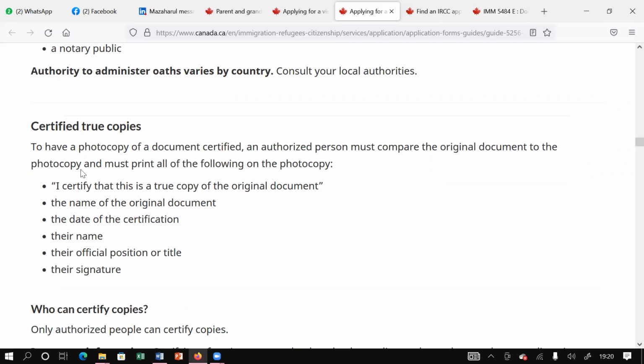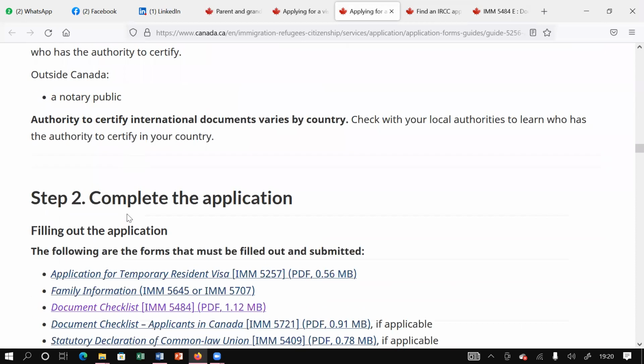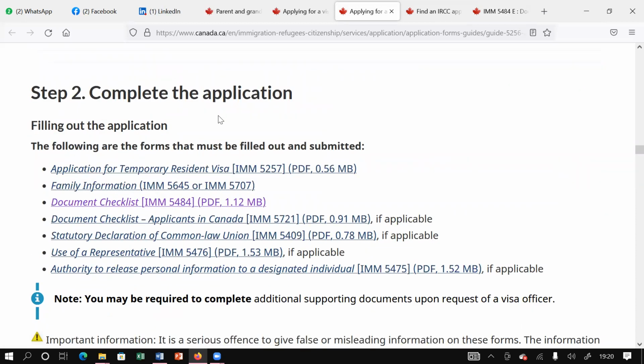Certified true copies. To have a photocopy of a document certified, an authorized person must compare the original document to the photocopy and must print all of the following copies. So there are a lot of informations. Now, complete the application. Filling out the application. The following are the forms that must be filled out and submitted. For application of permanent residence visa, temporary resident visa, family information, document checklist applicants in Canada, statutory declaration, common law union, use of a representative, authority to release personal information if applicable.